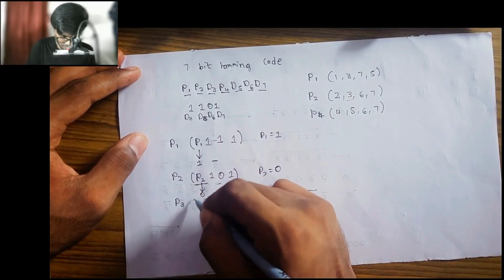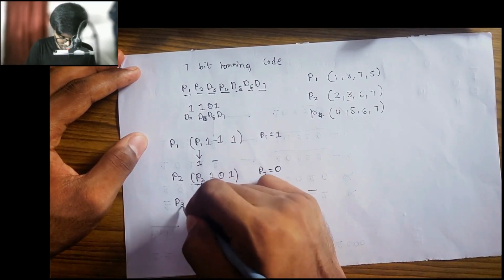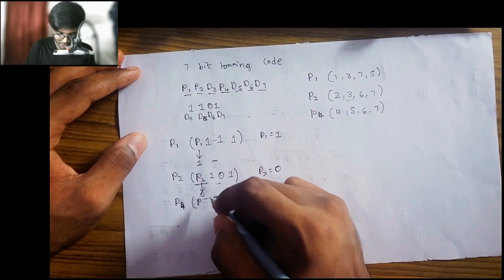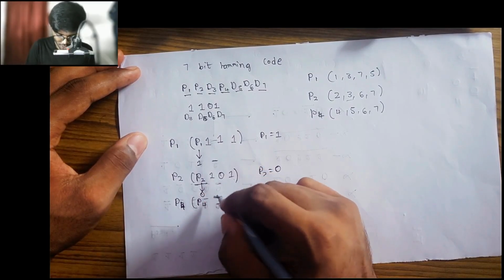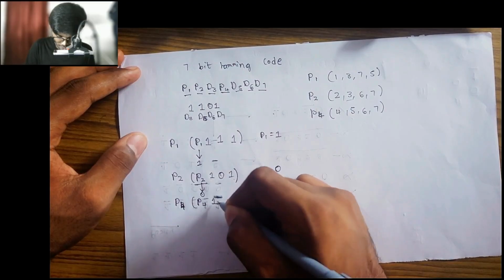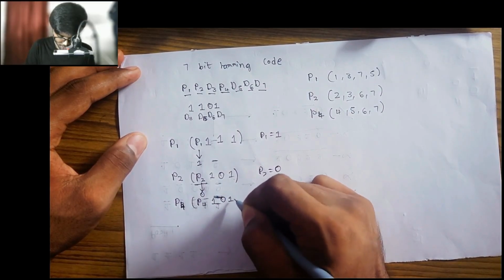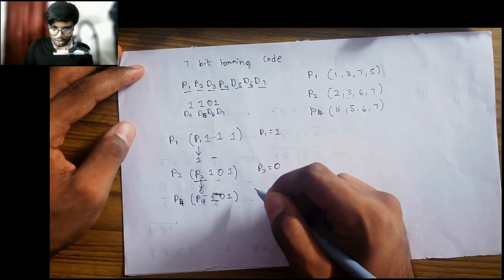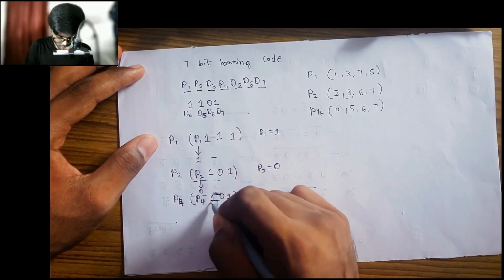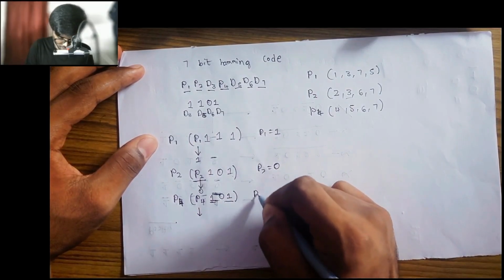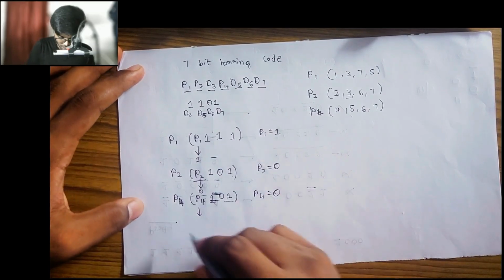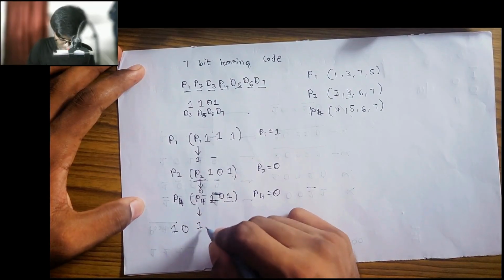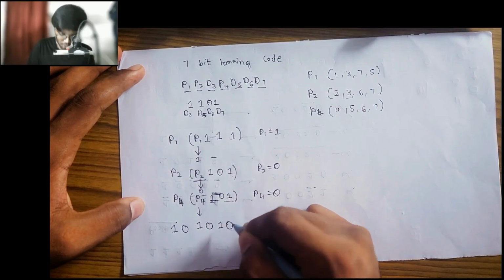Next P4. P4 is the fourth parity bit and it checks the fourth position, the fifth position which is 1, the sixth position which is 0, and the seventh position which is again 1. So from here you can see there are two ones already present, so P4 also will be 0. So the entire data code will be 1 0 1 0 1 0 1.